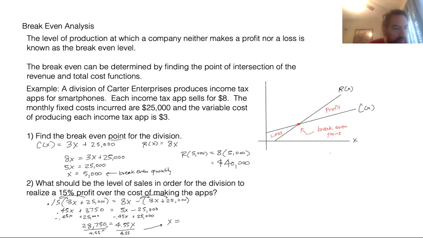28,750 divided by 4.55 is 6,318.68. Now we're talking about the production level. How many apps must we sell? So we'll need to round that to the next number. 6,319 is the number of apps that we need to sell in order to realize a 15% profit over the cost.